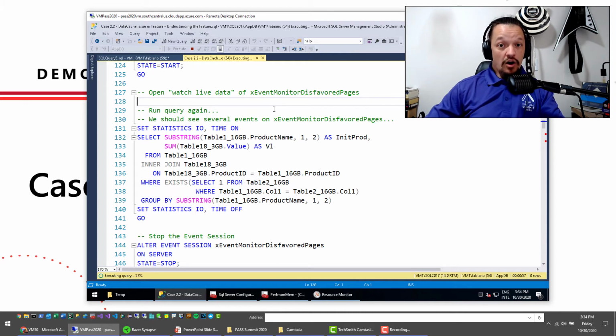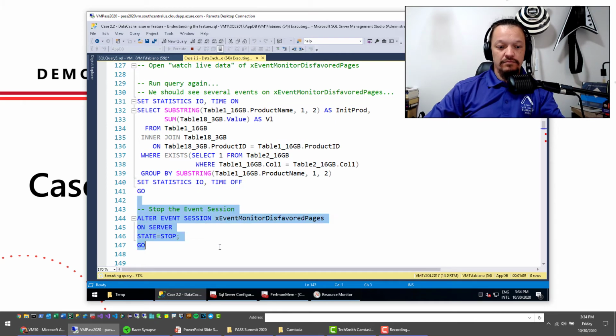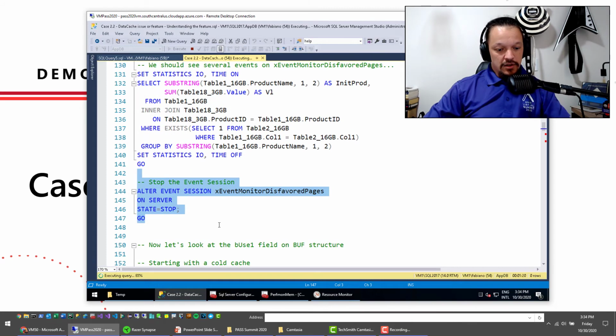Yes, at the cost of removing other pages from memory, I know, but it's really up to your business to decide which query has higher priority. If that report is the report that your big manager runs and he needs information as soon as possible, you might want to give it priority over other tables. All right, let me stop this.